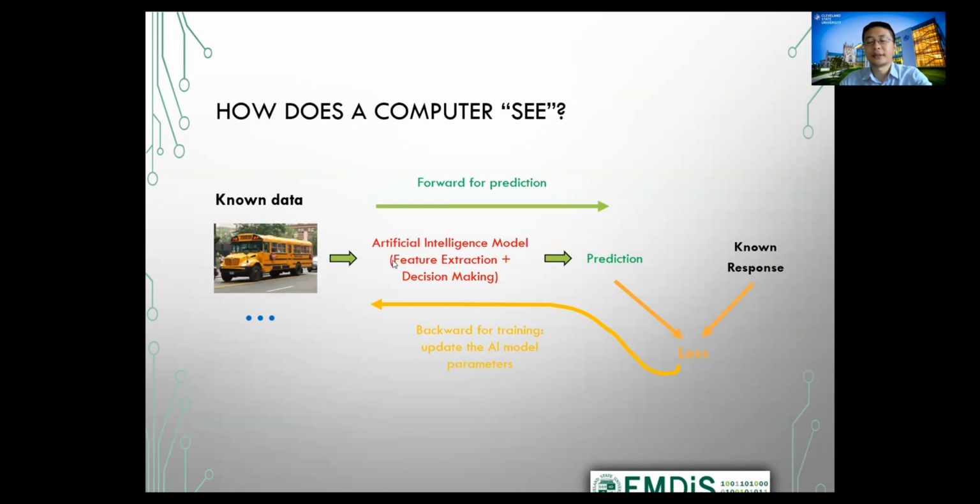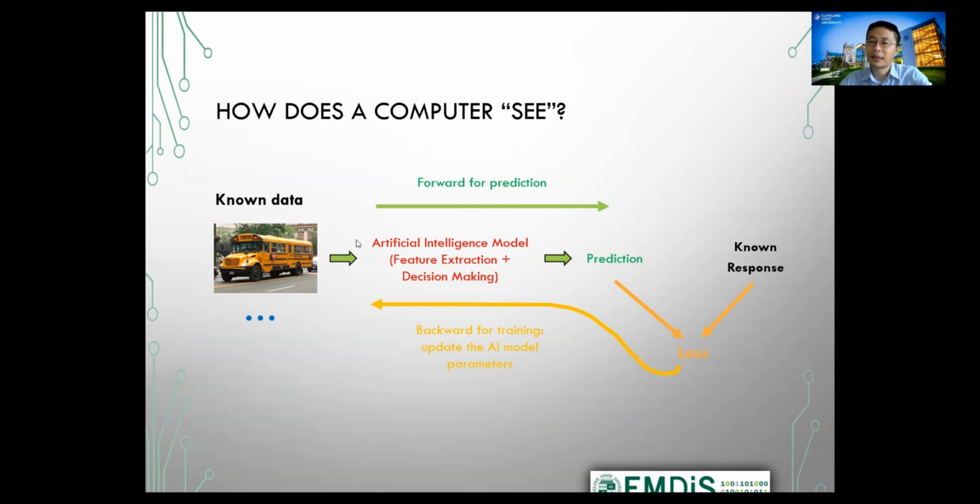Okay, this is the framework and pipeline behind it. Let's say this is a school bus image. In computer science, image data is just some numbers. We use red, green, and blue numbers for different colors. That means this image is actually some numbers. We feed these numbers into the AI model. We do the feature extraction and decision making, and do the prediction. From left to right, this is called forwarding. Forwarding is for the prediction.